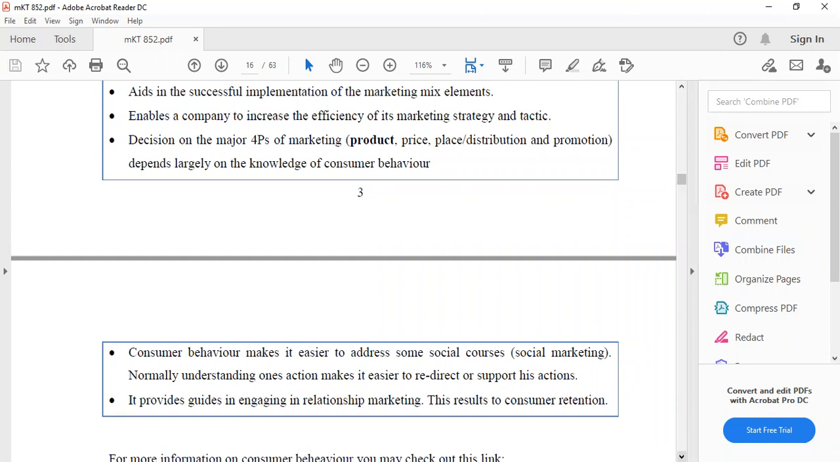Consumer behavior also helps us in engaging in relationship marketing. Of course, based on people's reactions, which we are now aware of, we will find a way of establishing a better relationship with the consumers. And that will lead to our retaining them. That will lead to their being loyal, being committed to our products and services.